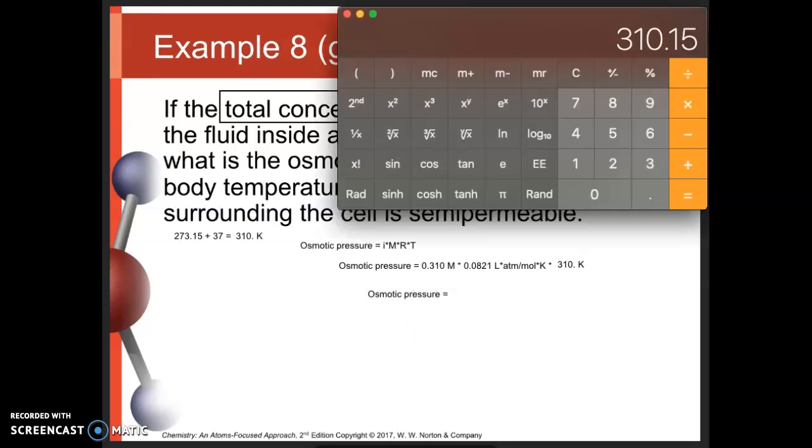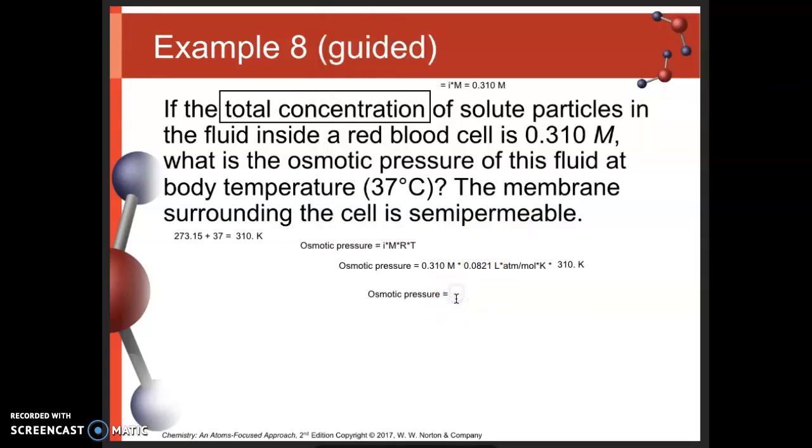And if I put it all together, 0.310 times 0.0821 times 310 would give me an osmotic pressure to 3 significant figures of 7.89 atmospheres. So it is really just kind of as simple as that.